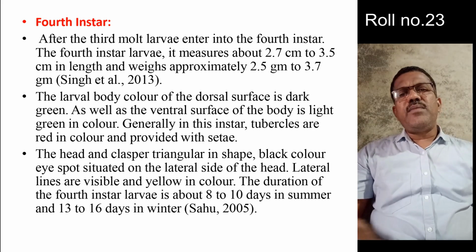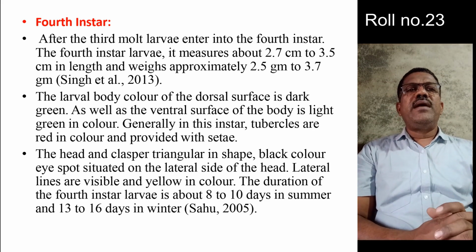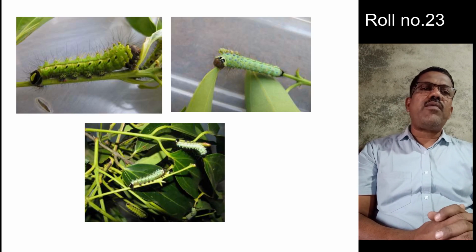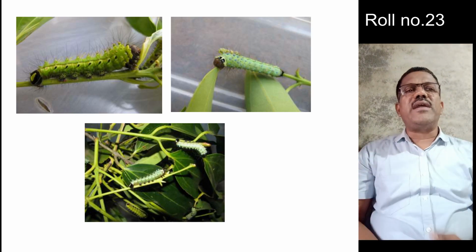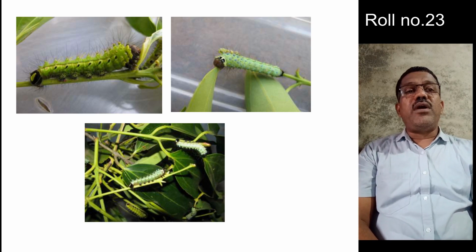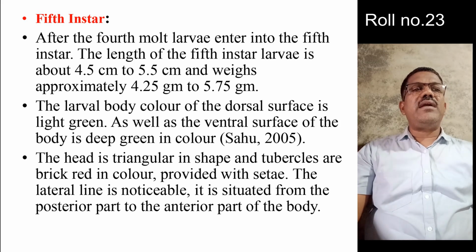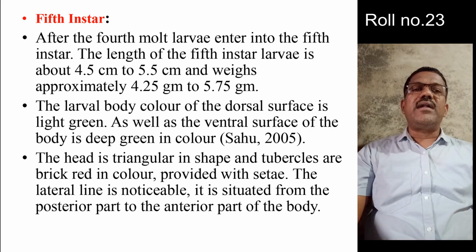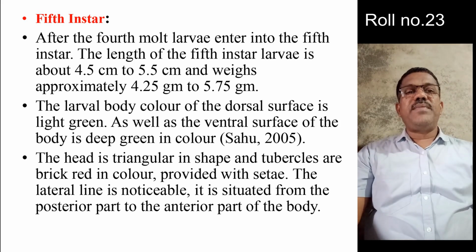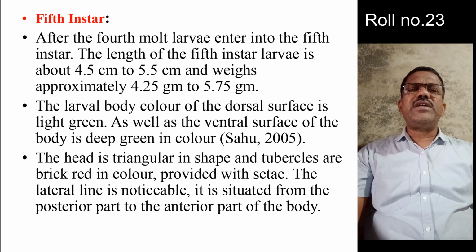After the fourth molt, the fifth instar is developed. The length of the fifth instar larvae is about 4.5 cm to 5.5 cm and weight approximately 4.25 grams to 5.75 grams. The larval body color of the dorsal surface is light green as well as the ventral surface of the body is deep green in color. The head is triangular in shape and tubercles are brick red in color provided with setae. The lateral line is noticeable.